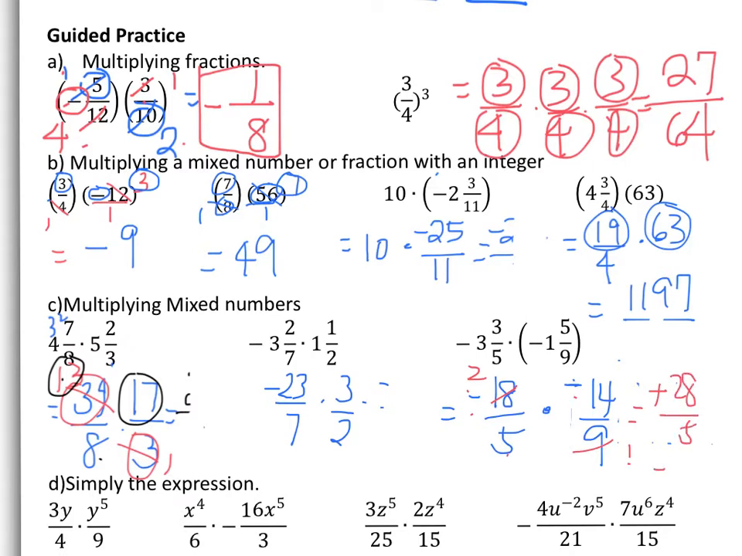And I'm going to rewrite this as a mixed number. And that will be 5 and 3/5. Okay, and that's my answer. Alright, and I'm going to erase this.